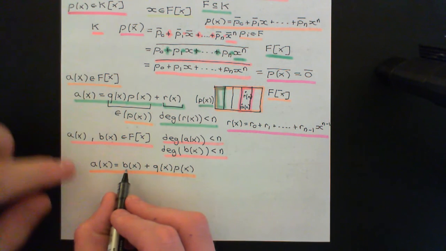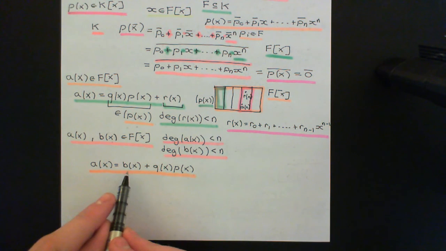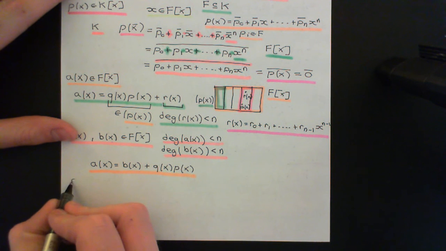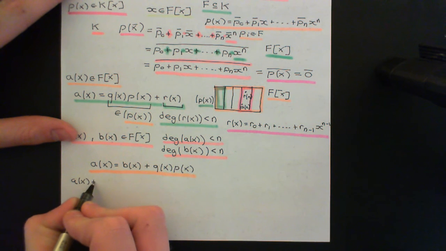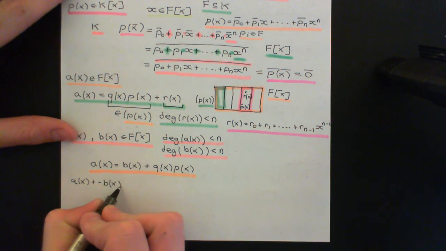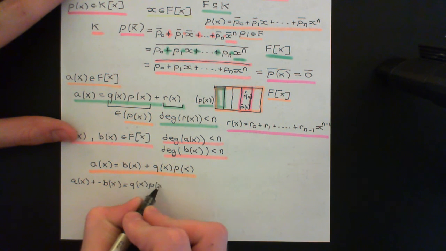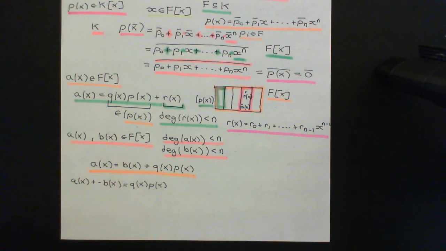Okay, so I can say, let's add on the additive inverse of b of x, which is the polynomial where all of the coefficients are just the additive inverses in the field capital F. Let's add that onto the other side. So we'll get a of x plus the additive inverse of b of x is equal to some multiple of the polynomial p of x in the ring of polynomials over the field capital F.